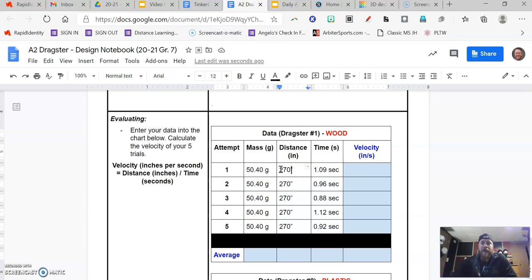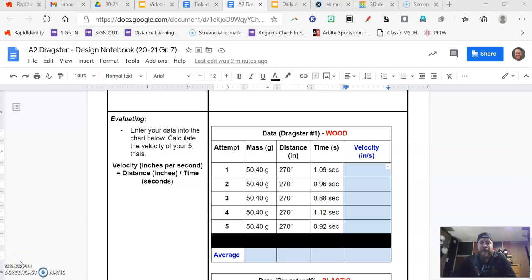Same with distance. The track that we have in class is actually 270 inches long. And so the car, when I tested this out, actually made it to the end of the track all 5 times. The times were 1.09 seconds. The second was 0.96 seconds, and 0.88 seconds, 1.12 seconds, and 0.92 seconds. So go ahead and copy in that data in your notebook right now. Go ahead and pause the video.